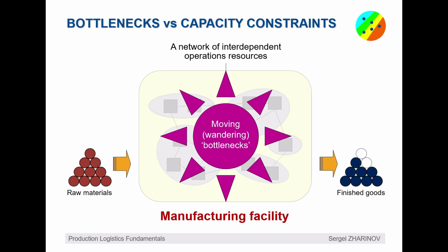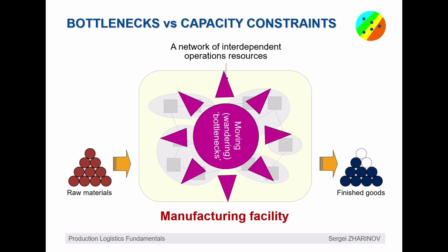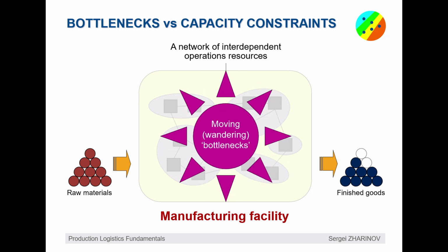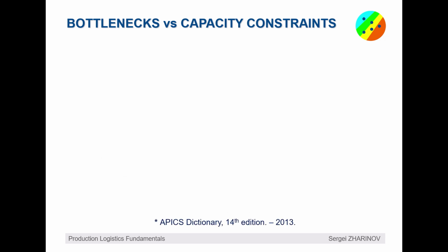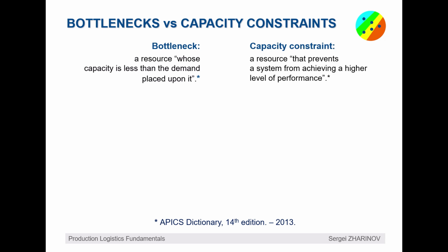Actually, about 15 years ago, there was a thorough discussion on this issue in the TOC community. And now the following definitions can be found in the EPICS dictionary. Bottleneck is a resource whose capacity is less than the demand placed upon it, while capacity constraint is a resource that prevents a system from achieving a higher level of performance. It would seem that this is about the same thing.